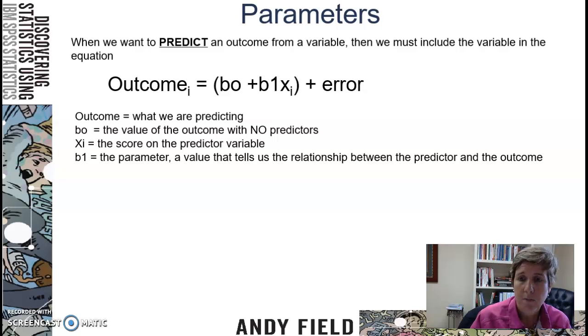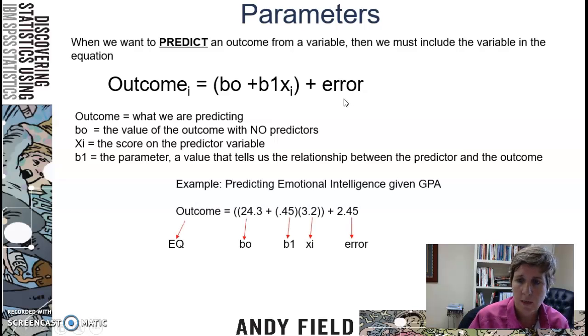XI, represented by I because you get multiple variables here, is the score on the predictor variable. Okay, so I might have a value of 12, all right? And I'll show you that here in an example. Your B1 is the parameter value that tells us the relationship between the predictor and the outcome. All right, so the computer generates this value here. You are given this value here. And then, of course, we've got error.